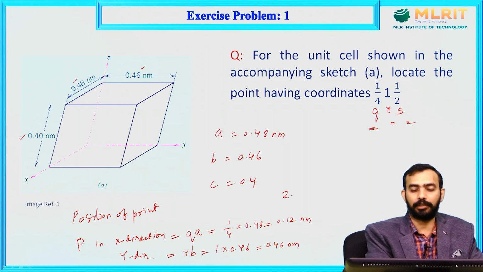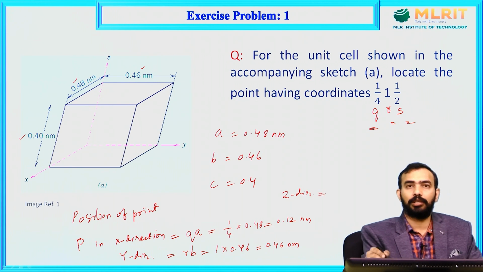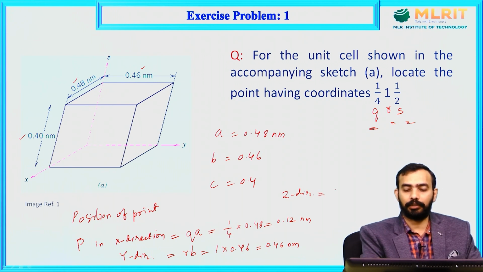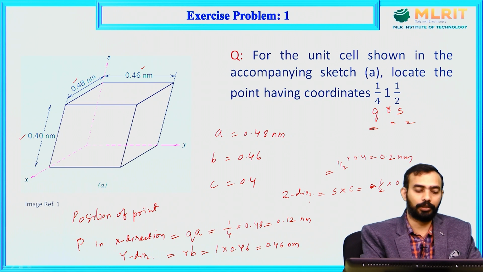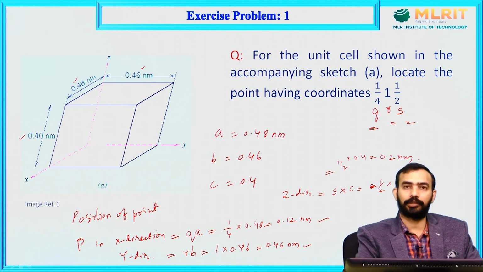Similarly in the z direction, if I calculate, what is the fraction? That is s multiplied by c, that is equal to 1 by 2 multiplied by 0.4, that is nothing but 0.2 nanometers. So we got the position in the x direction, that is 0.12, position in the y direction, that is 0.46, position in the z direction, that is 0.2.